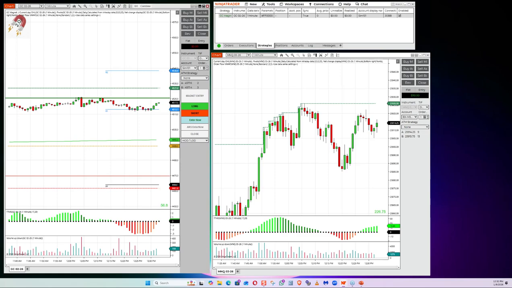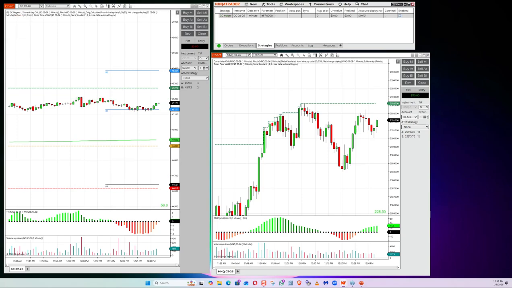Pivots, the PP is a good magnet. The VWAP is a good magnet. High of day, low of day is a good magnet. Now, if you want to, any level can be a magnet because you can type in any level you want as a custom level.